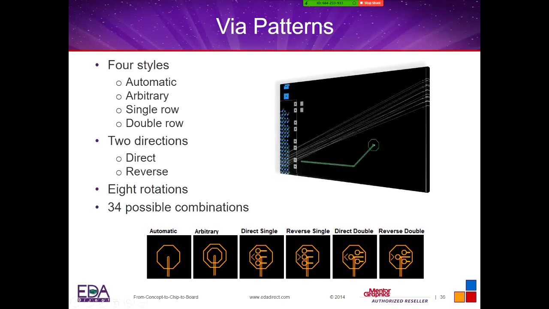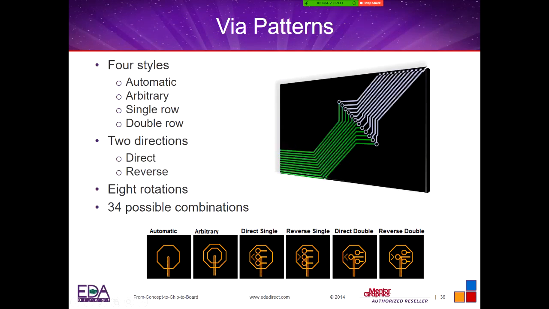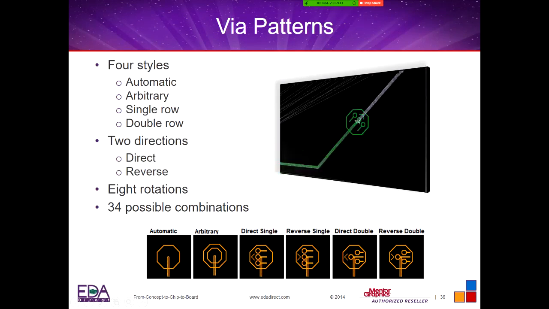And then there's the via patterns. You're going to have 34 possible combinations of via patterns. Okay, if you'll notice here, as this is routing, you can see how these vias are set at a 45-degree angle. It's very easy to change those as well.